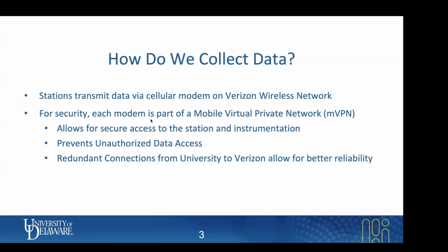This ensures our systems can talk to one another. We can access data, we can work with our stations in a secure manner without having to worry about someone else connecting, trying to use our systems in a manner they weren't designed to be used. An additional benefit of the mobile VPN setup gives us a bit of redundancy as well. So when we go to communicate with our stations, we have a connection from the university to 2 different locations in Verizon's network to help minimize downtime if they were to run into any issues.